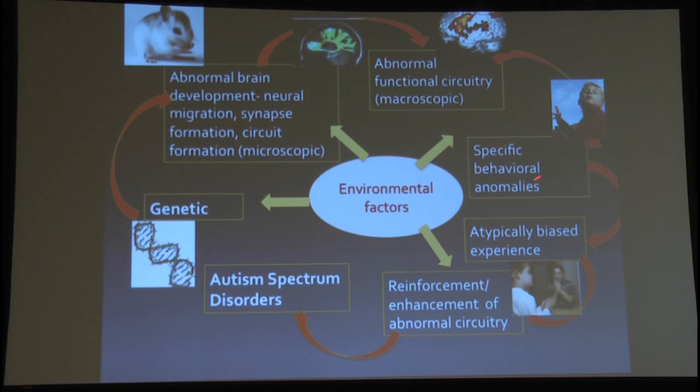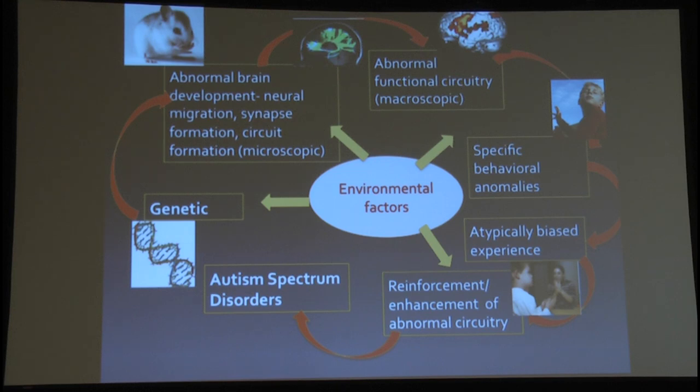But the more that abnormal behavior takes place, the more the individual will have an atypically biased behavioral experience. So for example, if you've got a kid who's focused on a single repetitive behavior and they keep doing it and doing it and doing it, those circuits are being modified. They're being strengthened and strengthened and strengthened, and other circuits that might interfere with that are being weakened and weakened.